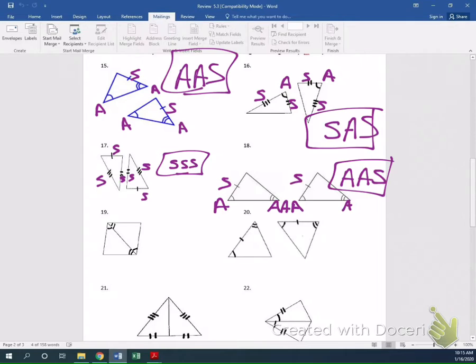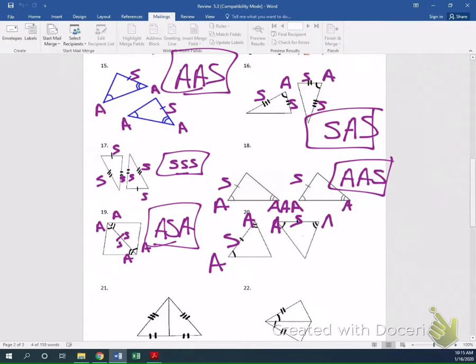All right, now these are overlapping, so we got to label the side. So that's a side and a side, right? Angle goes with angle, angle goes with angle. So if you focus on one triangle, is the side in between the angles? Yeah, so this is an angle, side, angle. That's when the S goes in the middle. All right, number 20. Yep, here's the side in the middle again. So this is another angle, side, angle.